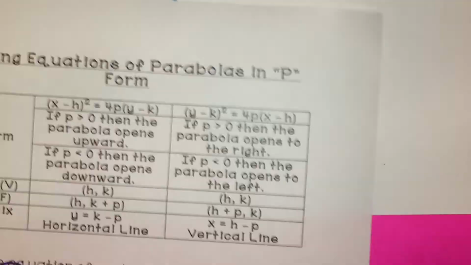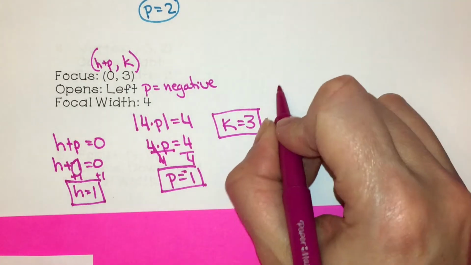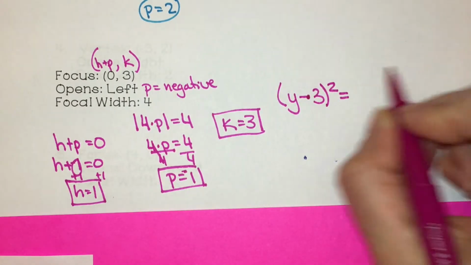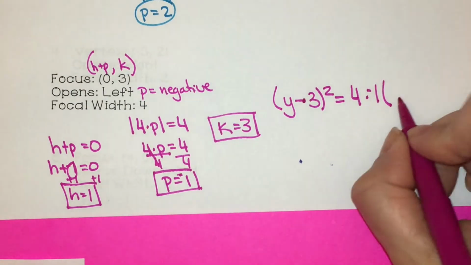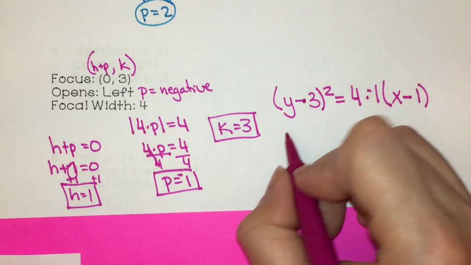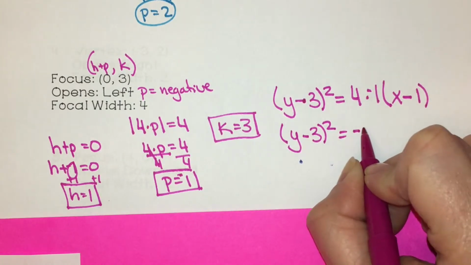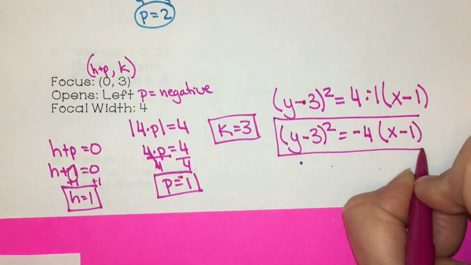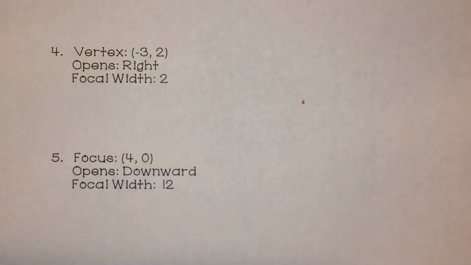And remember, because it opened left, we have to use this form, y minus k squared. So we have y minus k, which is 3, squared, equals 4 times p, p is negative 1, multiplied by x minus h, which is 1. So now I'm going to simplify if I can. I have y minus 3 squared equals 4 times negative 1 is negative 4, multiplied by x minus 1. All right, I'm going to have you try the exact same thing on a few different problems.